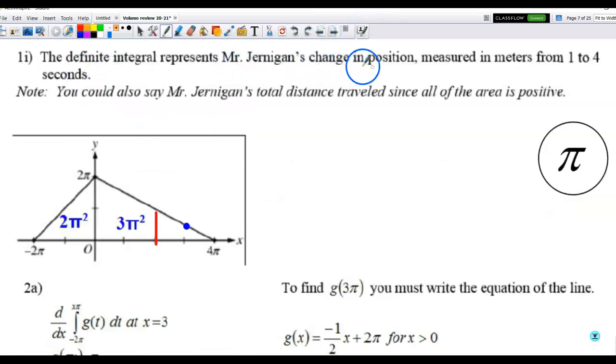The definite integral represents change in position. So right here where it says change in position, you could also say in this case the displacement measured in meters. You could say the total distance traveled measured in meters, because all of the area is positive. And that's what I said right there.